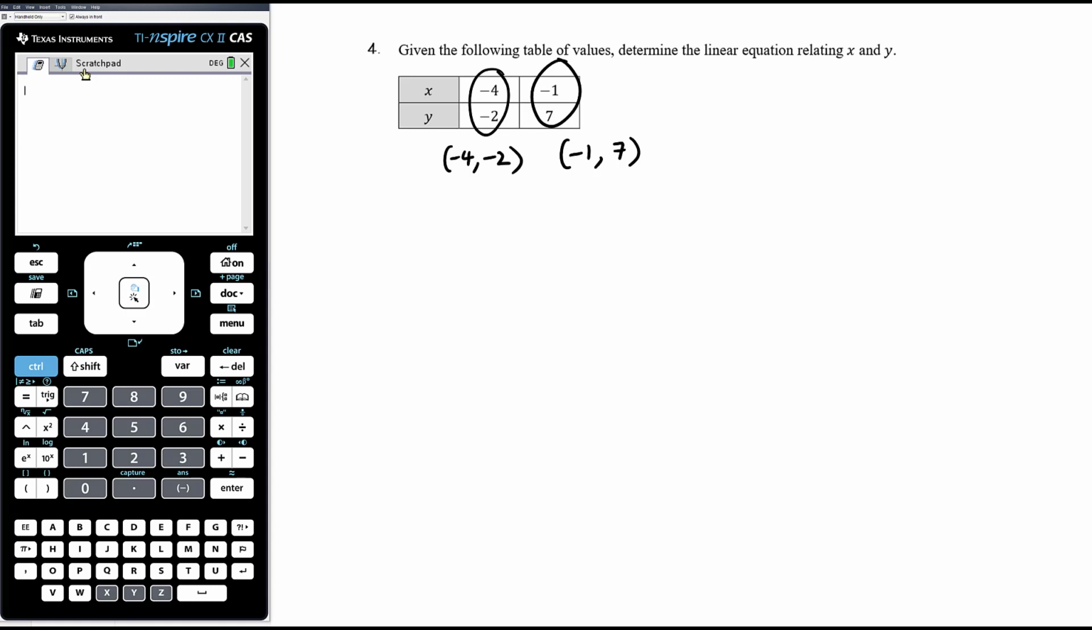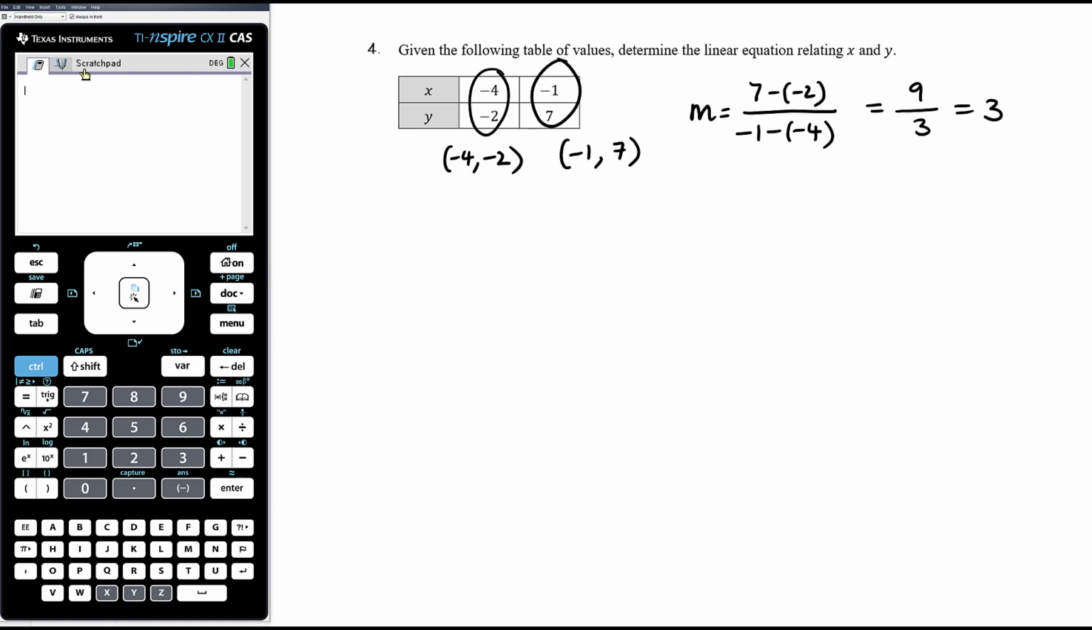Either way, I haven't got the gradient, so that's the first thing I need to calculate. Gradient is rise over run, change in the y value, so I'm going to do 7 minus minus 2 over change in the x values. If I've done 7 minus minus 2 on the top, I have to do minus 1 minus minus 4 on the bottom. 7 minus minus 2 is 7 plus 2, which is 9. Negative 1 minus minus 4 is negative 1 plus 4, which is positive 3. So 9 on 3, which is 3.